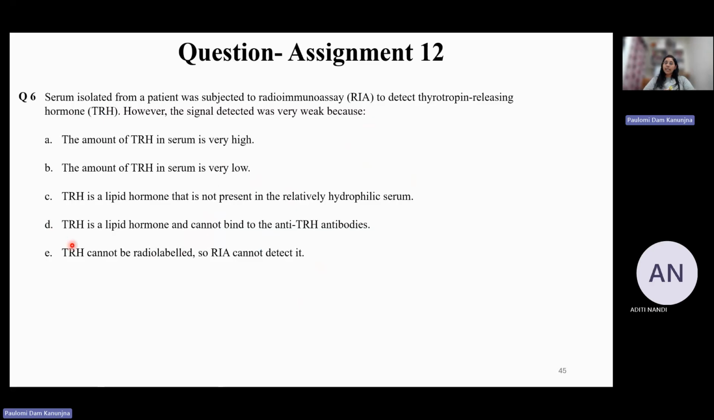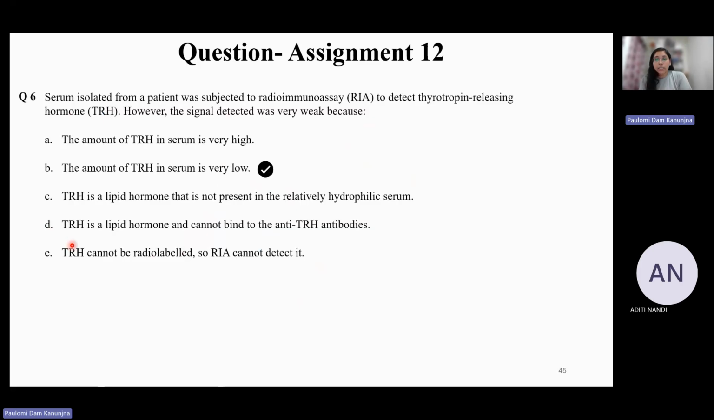So it detects thyrotropin releasing hormone. The signal detected was very weak. So basically, you are using RIA to detect TRH, but you are not getting it. So what could be the reason? It's already there in your assignment, so I'm pretty sure that you would have looked into it. B, which is very low?